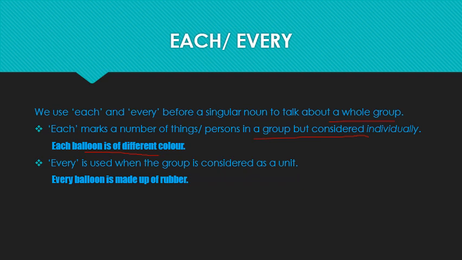So if there is one red, one yellow, one green, one blue, one white, one black, one golden, one purple, one pink, it will be one each. In that case, we use each.